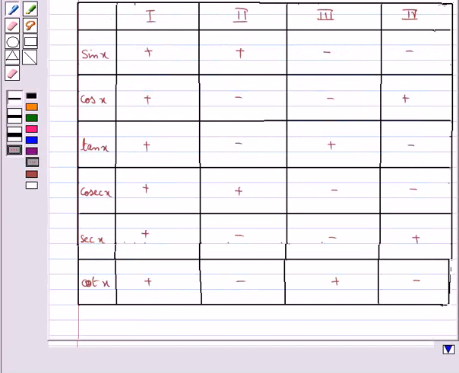This table shows the signs of the trigonometric functions in different quadrants. Like in the first quadrant, all the trigonometric functions sin x, cos x, tan x, cosec x, sec x and cot x are positive. In the second quadrant, only sin x and cosec x are positive, all others are negative. In the third quadrant, tan x and cot x are positive, rest all are negative. And in the fourth quadrant, cos x and sec x are positive, rest all are negative.